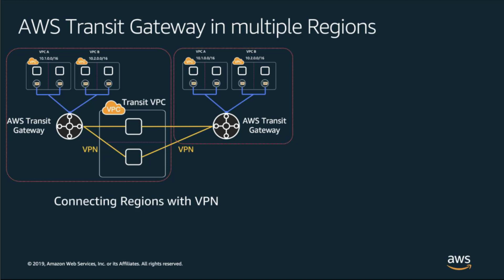We also have the ability to connect to Transit Gateways in multiple regions. So as it stands today, this isn't a native functionality that we have, but we can certainly do it with VPN. So if we take our tried and true Transit VPC, we can put one of those into the environment, and we can do VPN connections from instances and appliances within that Transit VPC. So they're able to receive the routes from a Transit Gateway in one region, do BGP and advertise those routes back out to a Transit Gateway in another region, and vice versa.